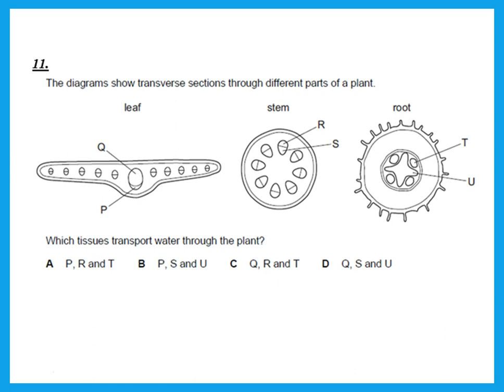The diagram shows the transverse sections through different parts of a plant. So we have through the leaf and through the stem and through the root. Which tissues transport water? So basically, which of these are xylem? Remember, in the leaf, we said, where is the xylem? The xylem is the one on top, so Q. In the stem, where is the xylem? The one inside, so that's S. In the root, where is the xylem? The one inside, so that is U. So my answer is D.